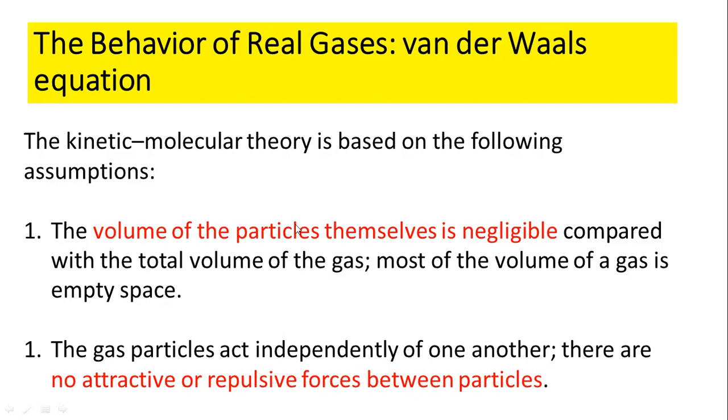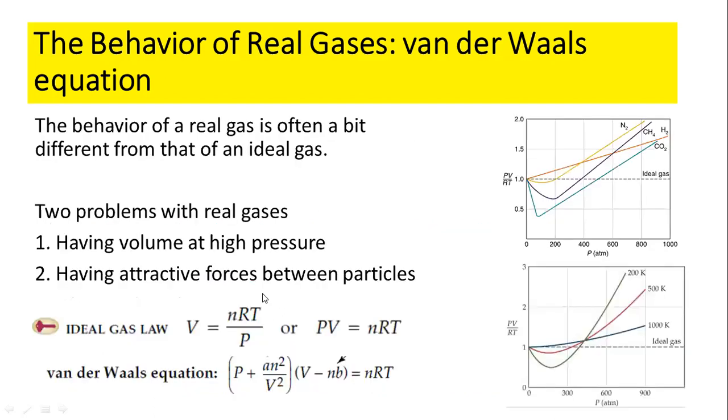We will look into two main issues or problems which are related to the real gases as compared to the ideal gas. Here, the behavior of the real gas is different from the ideal gas because of two problems, as in the previous slide I mentioned about the kinetic molecular theory. The first is that the real gas has volume at high pressure, and the real gases have attractive forces between the particles. And these are the two graphs we have already studied and discussed in the previous lecture.